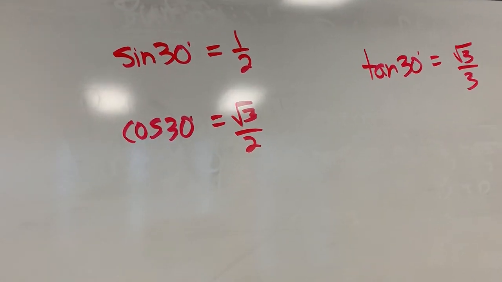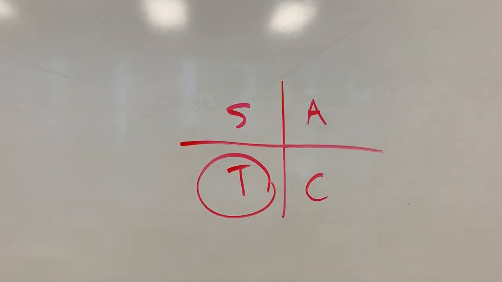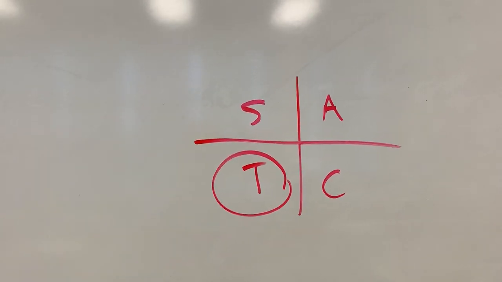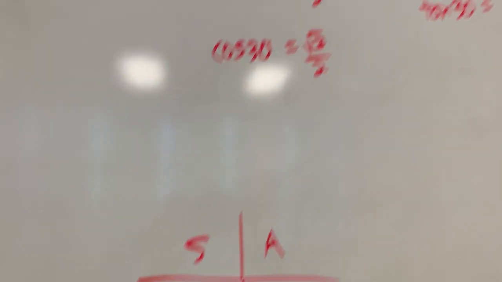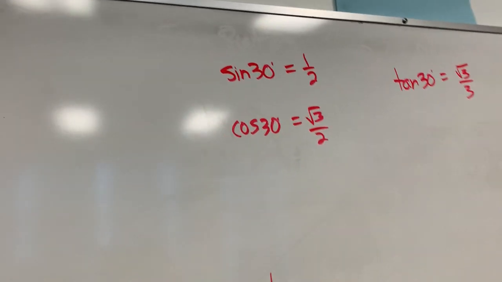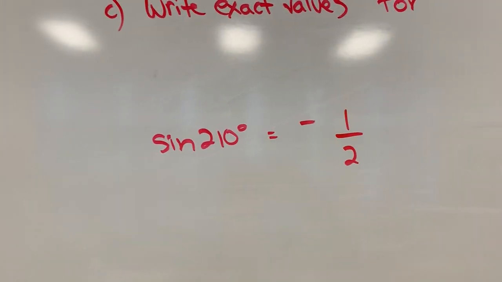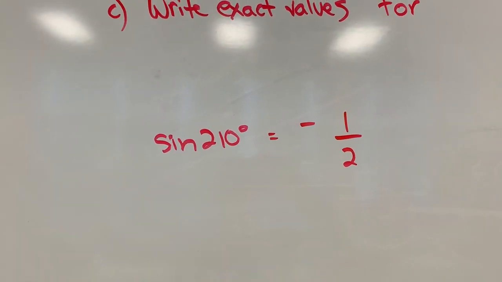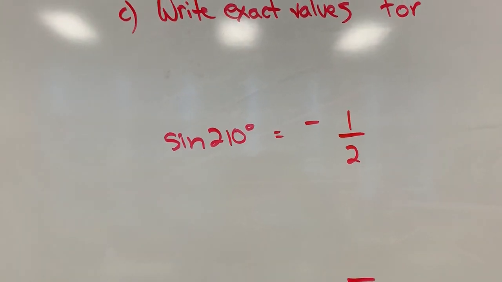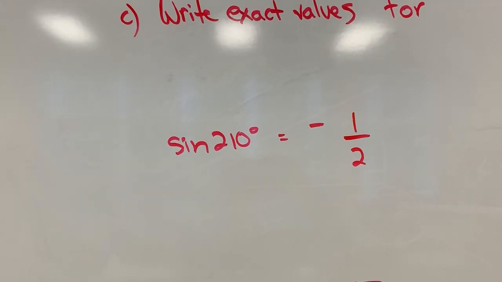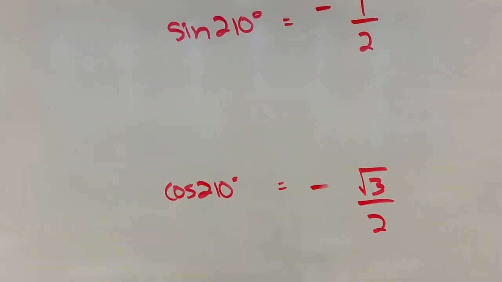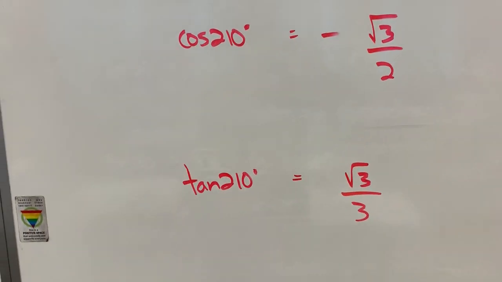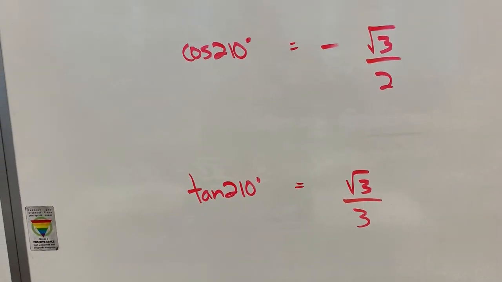Now, if I have my special triangles and I remember my CAST rule says, well, in quadrant 3, where 210 degrees terminates, the only thing positive should be tan. So if I just steal these exact numbers and put negative signs in front of two of them, we're done. Sine of 210 is negative a half. Again, the calculator will confirm that. Punch in sine of 210 right now in degree mode and you'll get negative 0.5, negative a half. But cos of 210 is negative root 3 over 2. And tan of 210 is positive root 3 over 3.